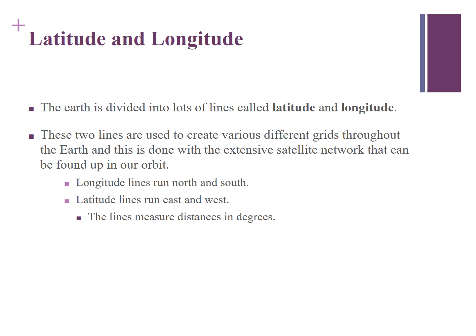The Earth is divided up into lines, imaginary lines called latitude and longitude. And these two lines are used to create various different grids throughout the planet. And this is done by an extensive set of satellites that are constantly being added throughout the year. But this satellite network is found up in our orbit. And because of these satellites, longitude lines run north and south, latitude lines go east and west. And to measure the distance between each of these lines, that unit is called degrees.